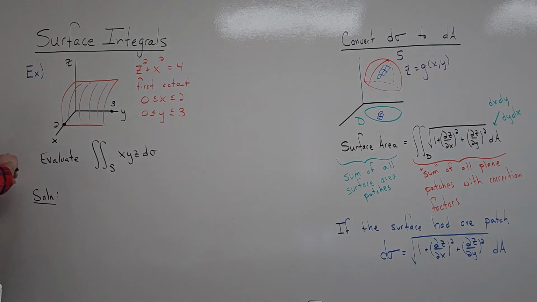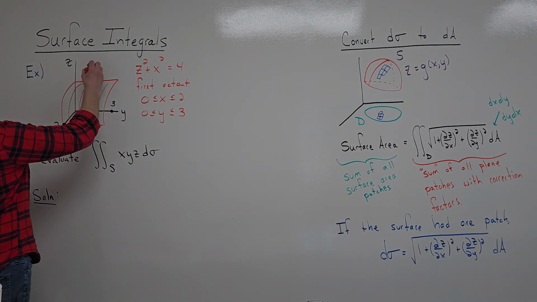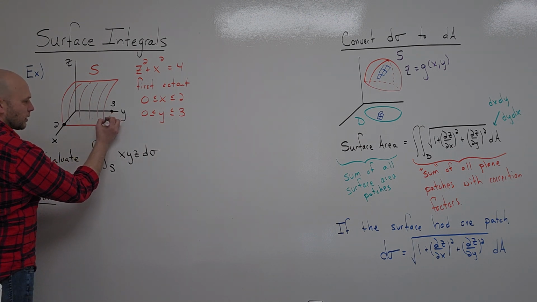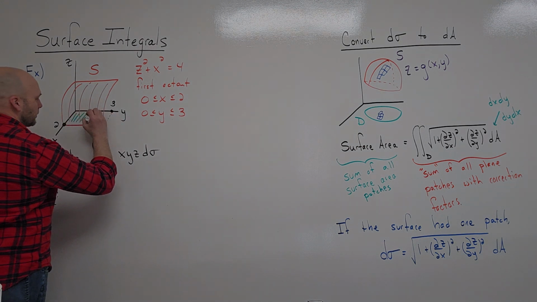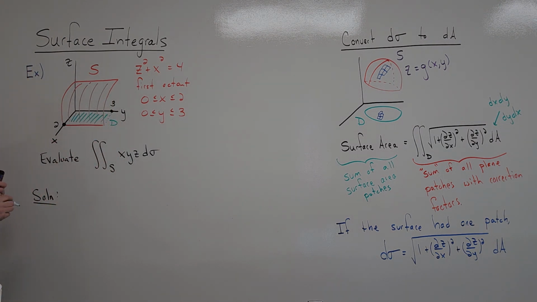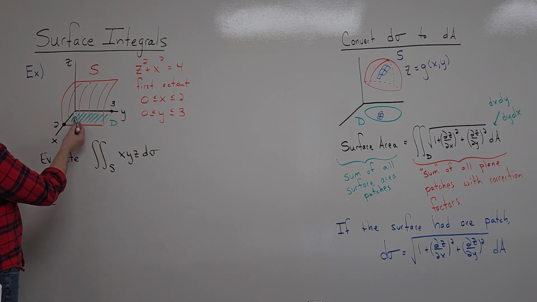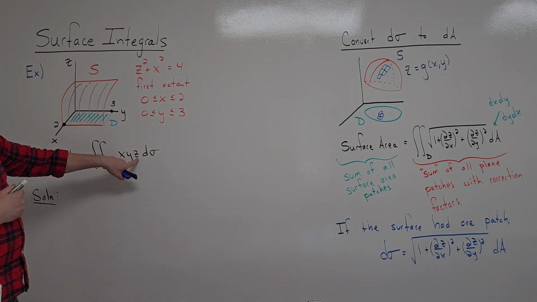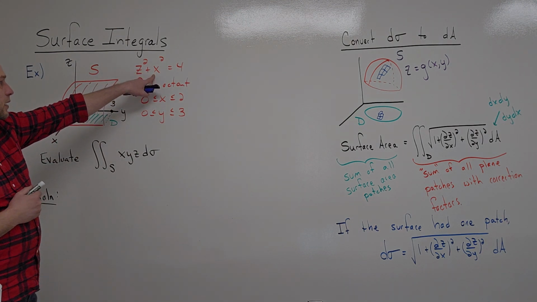If I take that surface S, we find the region D by projecting that down to the XY plane. And if I project that down, you see that my region is going to consist of that rectangle. So my limits of integration would go, x goes 0 to 2, and y is going to go from 0 to 3.